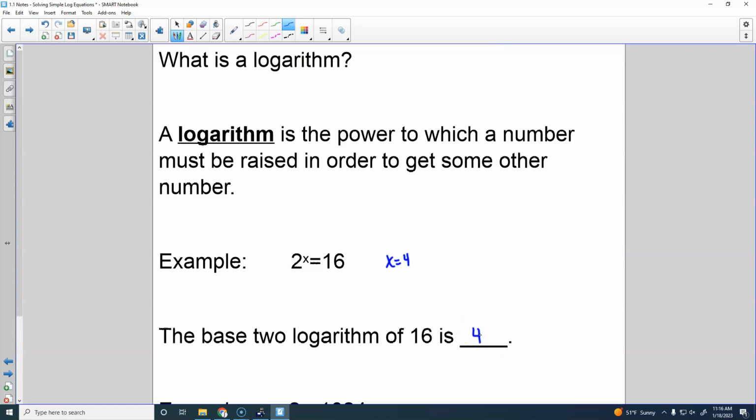The way that is written in math would be like this. Log base 2 of 16, right? So that base 2 logarithm of 16 is 4. What it means is 2 to some power has to equal 16. So when you see log base 2 of 16, you may not immediately think 2 to some power equals 16, but that is what it means.